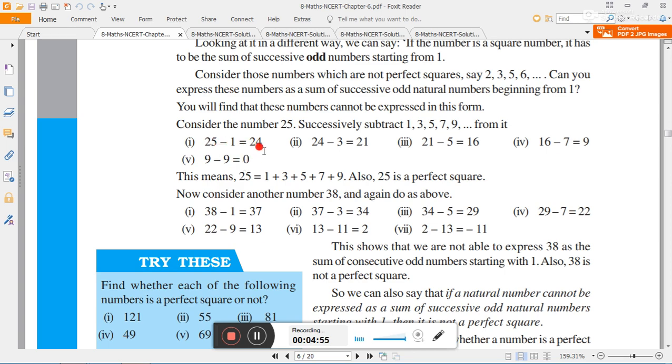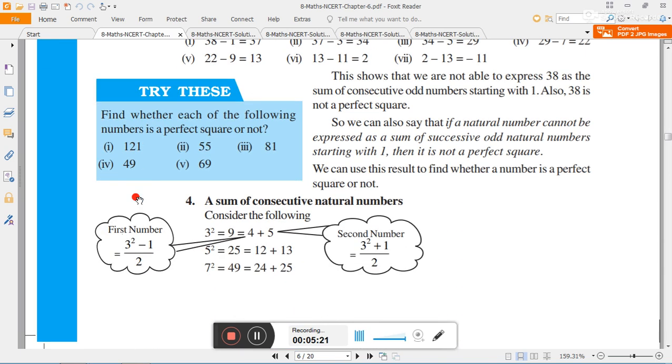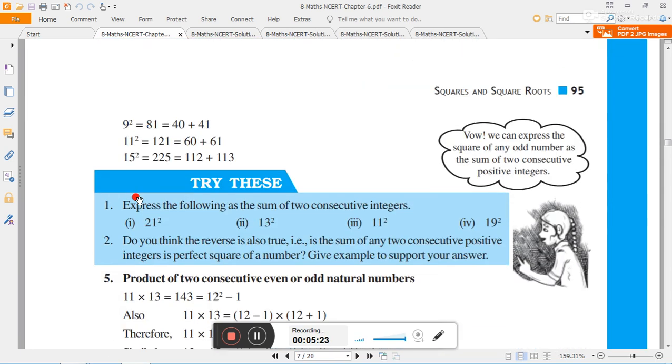25 minus 1, 24, 24 minus 3, 21, 21 minus 5, 16, 16 minus 7, 9, and 9 minus 9, 0. So at the fifth step we got 0, so it means 25 is the square of 5, or 5 is the square root of 25. So this method is called repeated subtraction. In this way also you can find whose perfect square a number is, or the square root of a number.